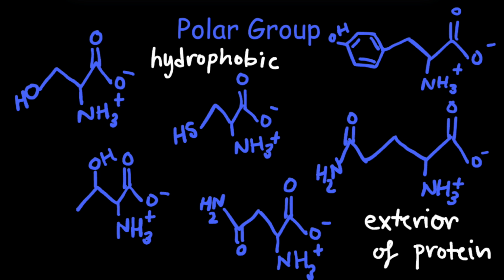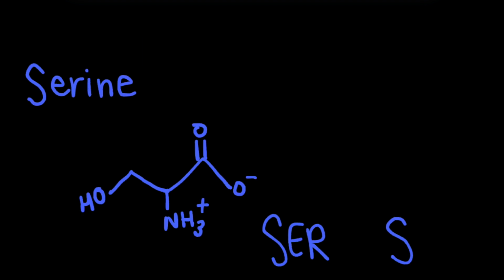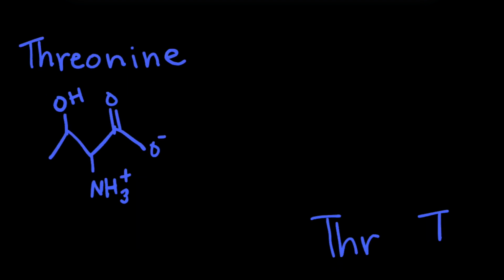Moving on to the polar group, these amino acids are hydrophobic and found on the exterior of the protein. This is cysteine. It's going to be important when you start talking about disulfide linkages. This is serine, which is not to be confused with threonine, which is very, very similar with just one more carbon.